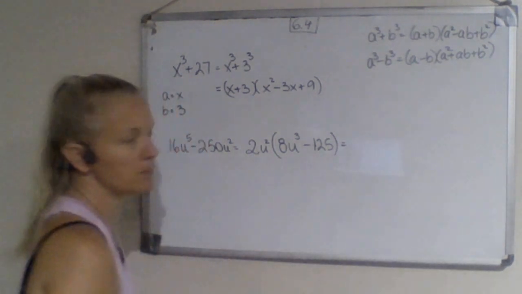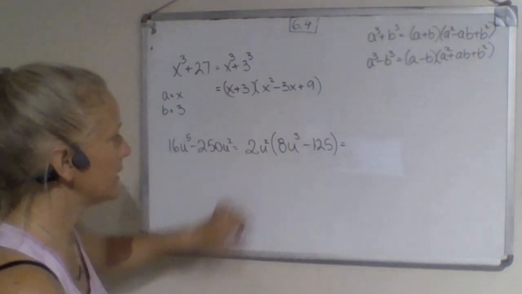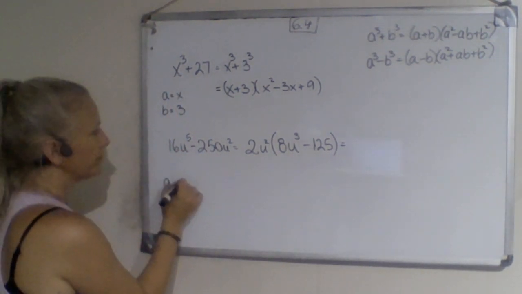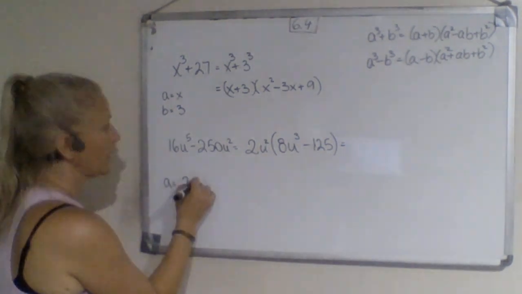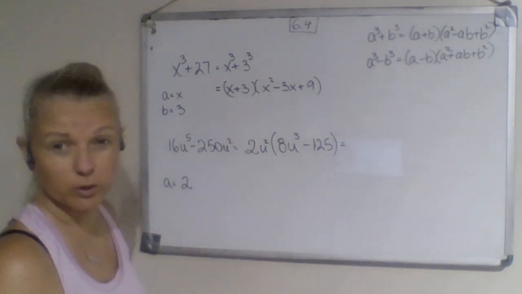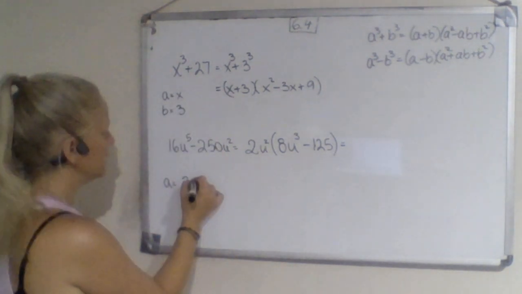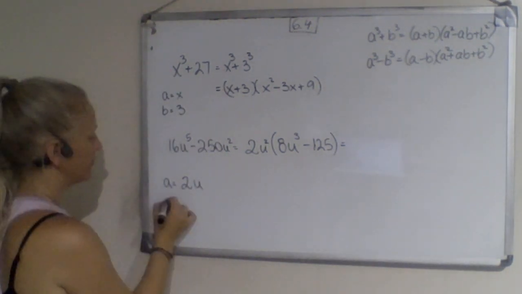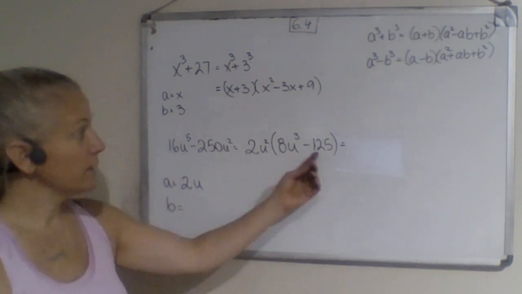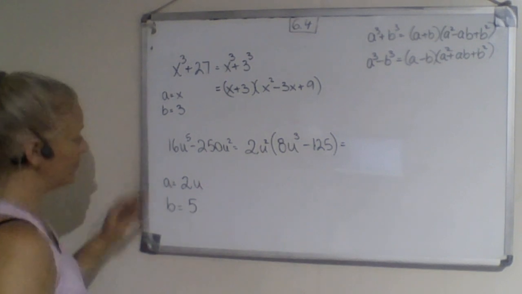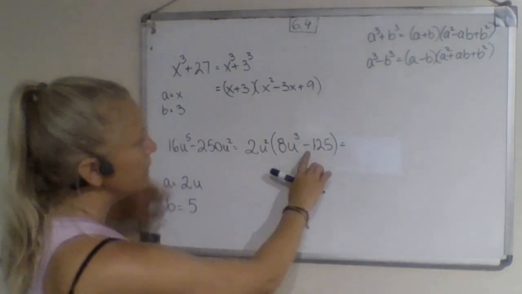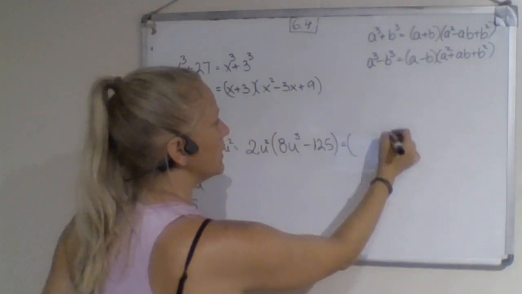Let's see now if we can come up with cubes or not. Can we define A and B? Well, 8 is the cube of 2, and u to the third is the cube of u. So this A can be 2u. B, 125 is the cube of 5, right? I now have my A, I have my B, and I know this is a difference. All I have to do is plug them in.